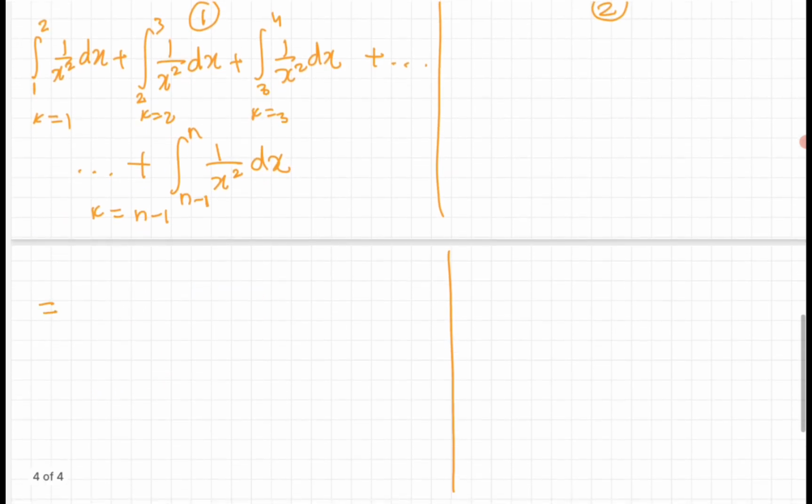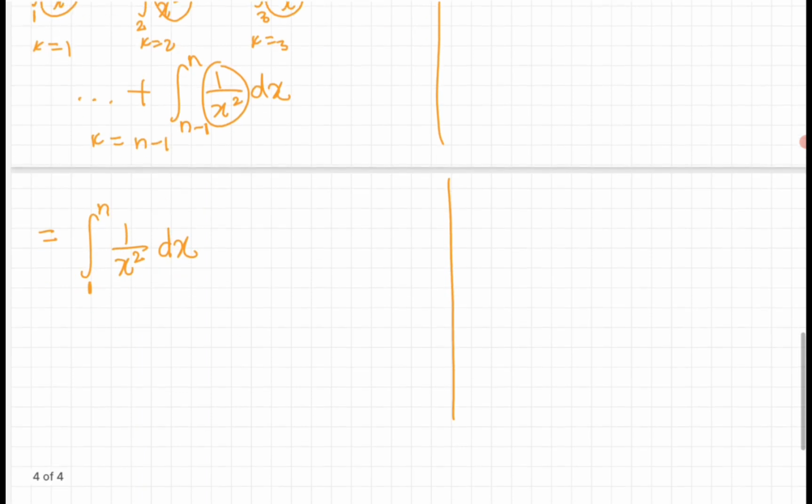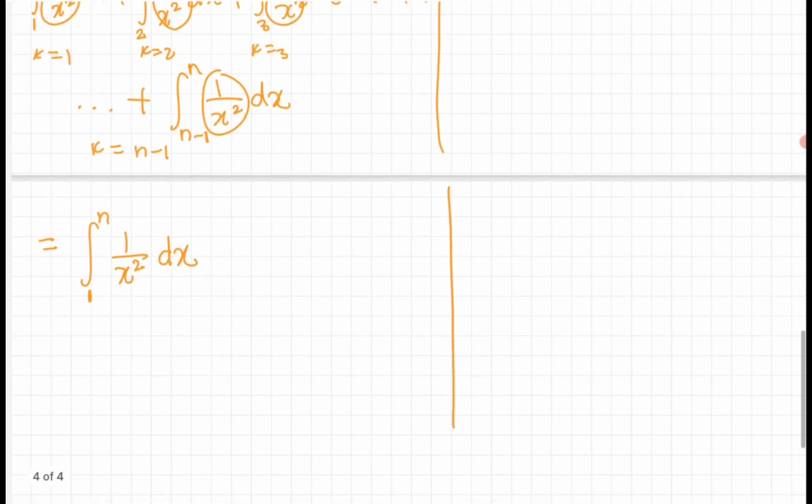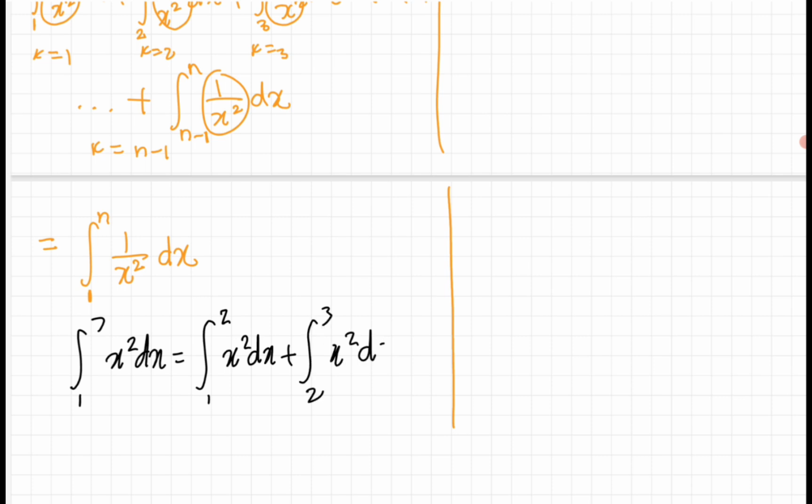We can also further simplify this. We know that we're integrating the same exact thing, which is this 1 over x squared, 1 over x squared, 1 over x squared, and 1 over x squared. So we can just condense this into integration 1 to n of 1 over x squared dx. This is because, for example, if you have, let's say, integration 1 to 7 of x squared, you can rewrite this as 1 to 2 x squared dx plus 2 to 3 x squared dx, and then so on until you get 6 to 7 x squared dx. It's the exact same thing that I did over here, except we're using n.